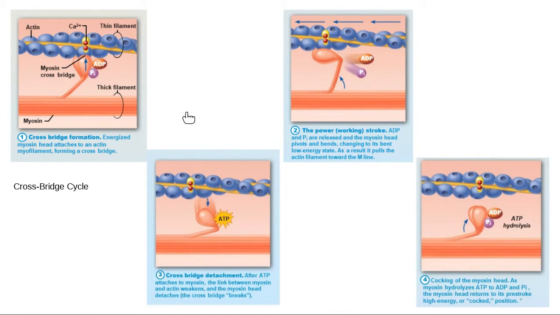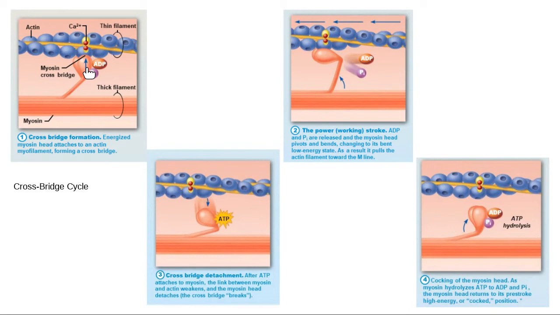So this happens rapidly, these 4 steps. We just keep going and going and going. As long as those myosin binding sites are exposed, myosin will always attach to actin. We will always form a cross bridge. Okay, let's pause for a moment.